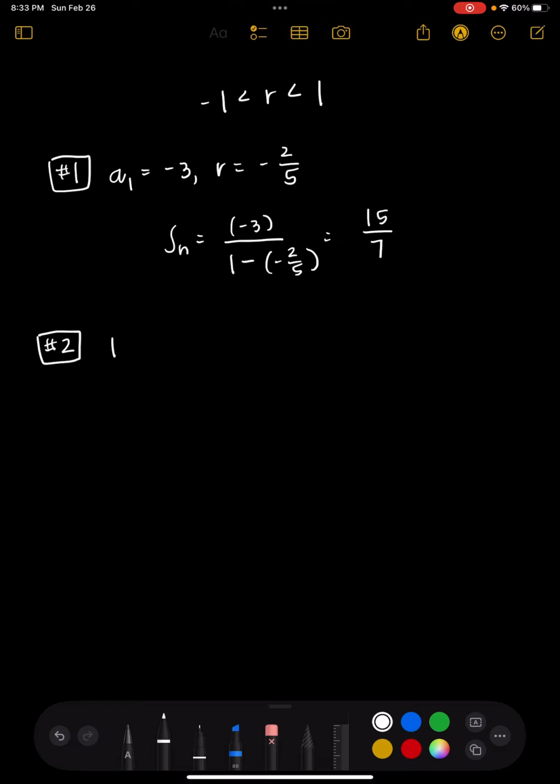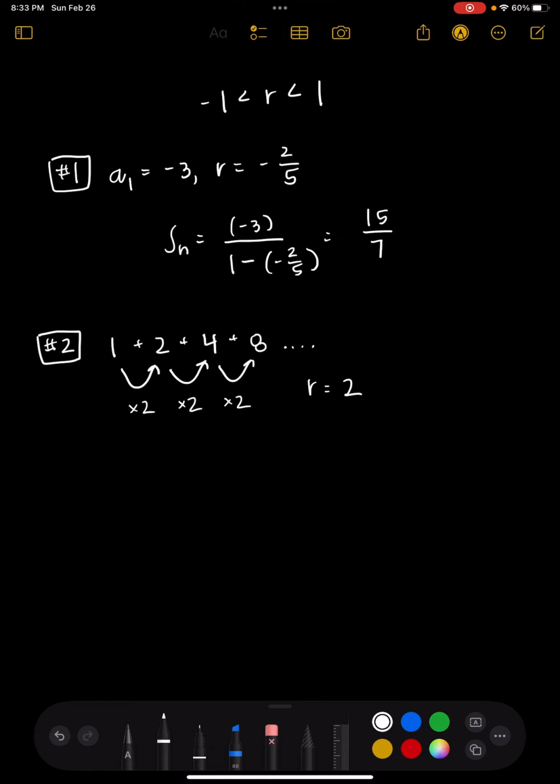And the next example is 1 plus 2 plus 4 plus 8. We have our A sub 1, but now we need to find our R. To find our R, we're figuring out what we multiply by every time. So to go from 1 to 2, we multiply by 2. 2 to 4, we multiply by 2. 4 to 8, we multiply by 2. So our R is equal to 2.